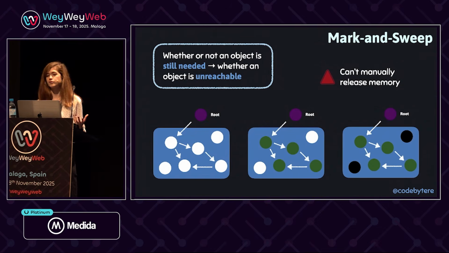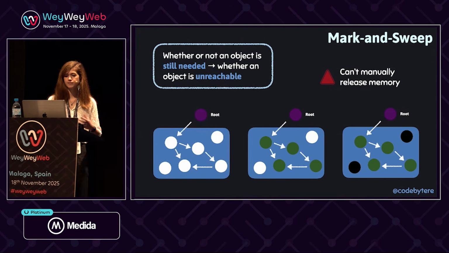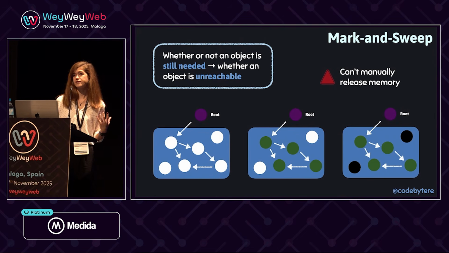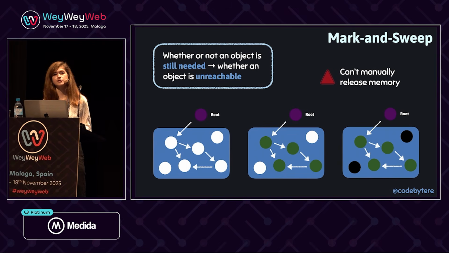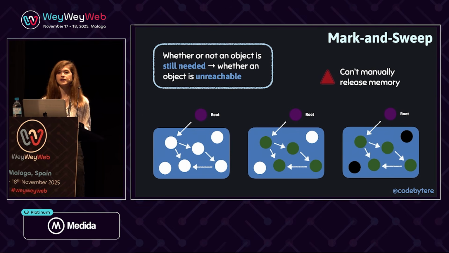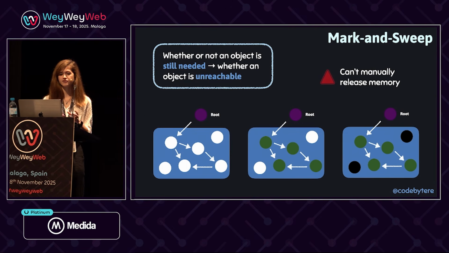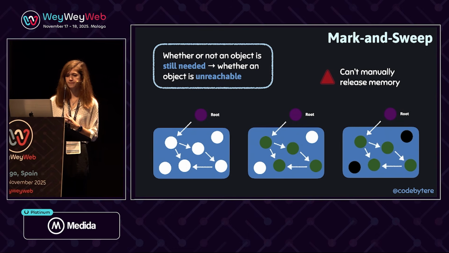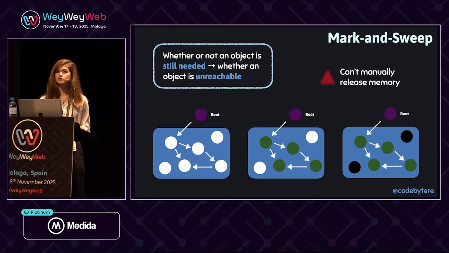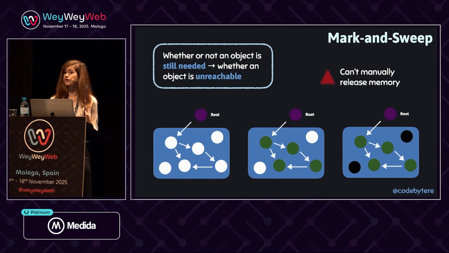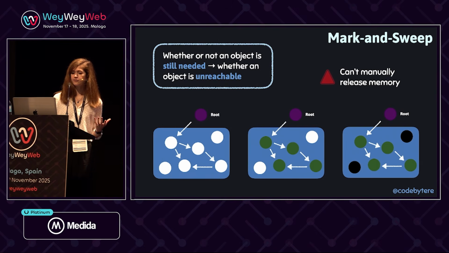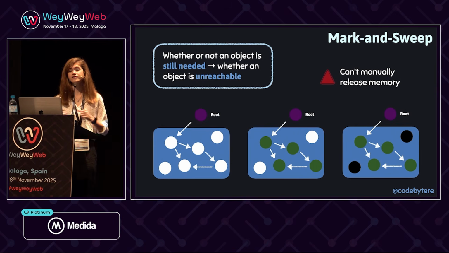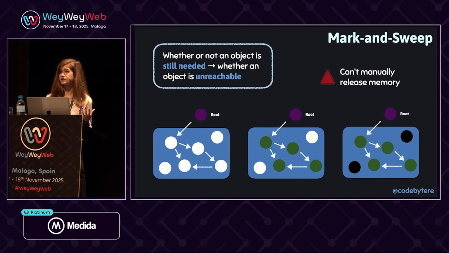So the current most common approach, as I've said, is now mark and sweep. Unlike reference counting, which checks if an object has references, mark and sweep determines if an object is unreachable, meaning it can no longer be accessed from anywhere in the running program. However, mark and sweep does have some trade-offs. Unlike lower-level languages like C, mark and sweep does not allow for manual memory release and can feel like a loss of control for developers accustomed to more manual memory management.